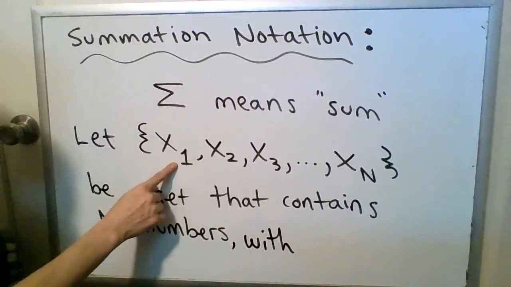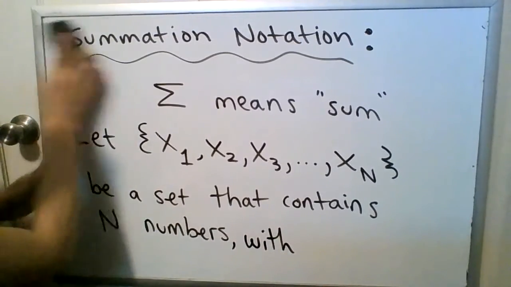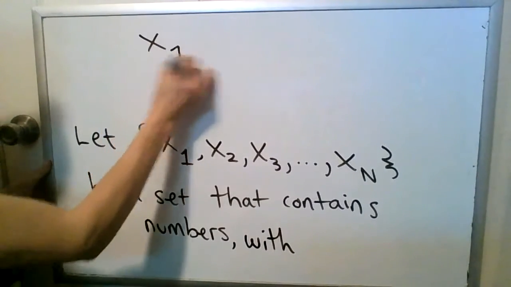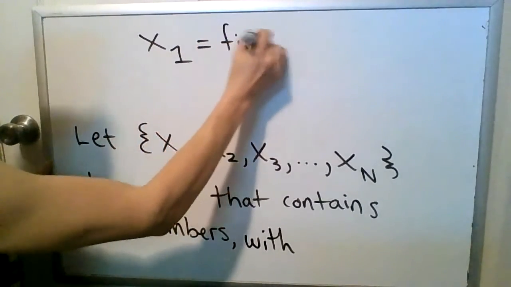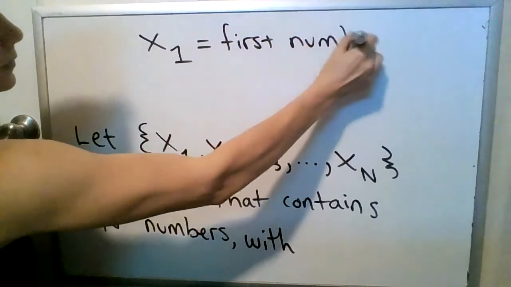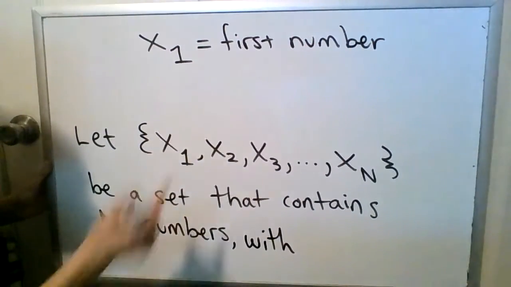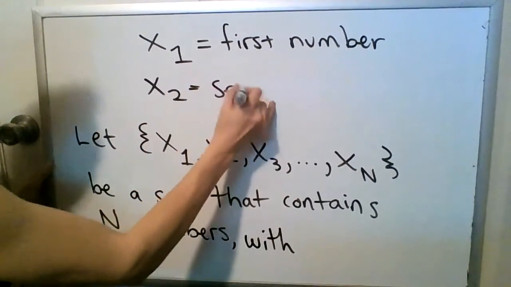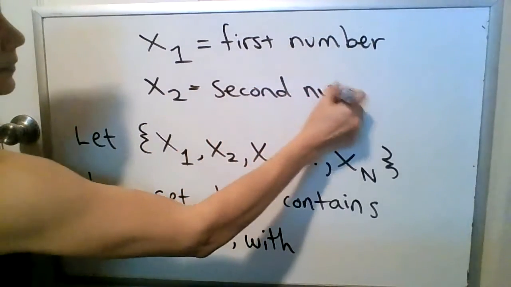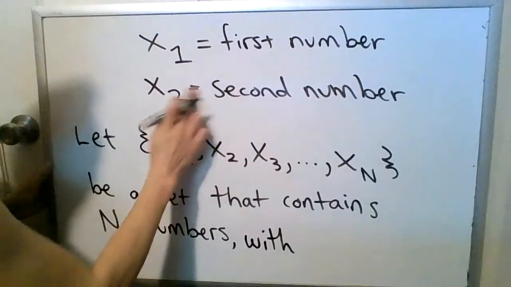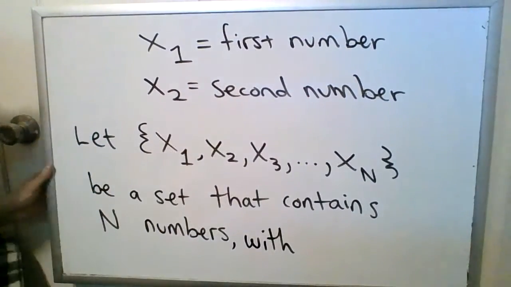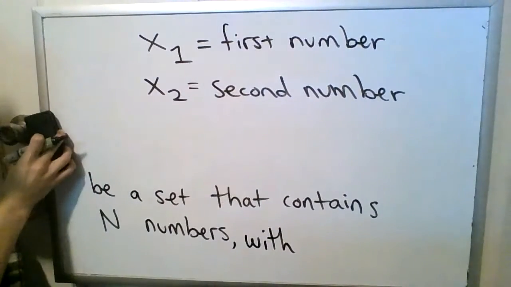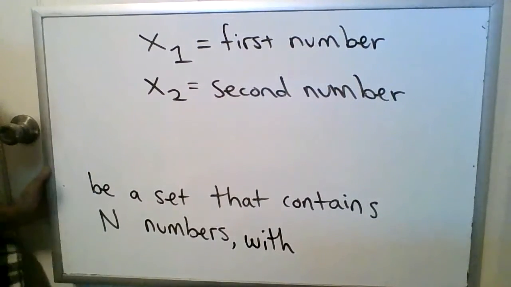Okay, the first one we call x1. So x sub 1 is the first number. x sub 2 is the second number in the list. x3 is the third number, x4 is the fourth number, until you get to x sub I, which we call the ith number.